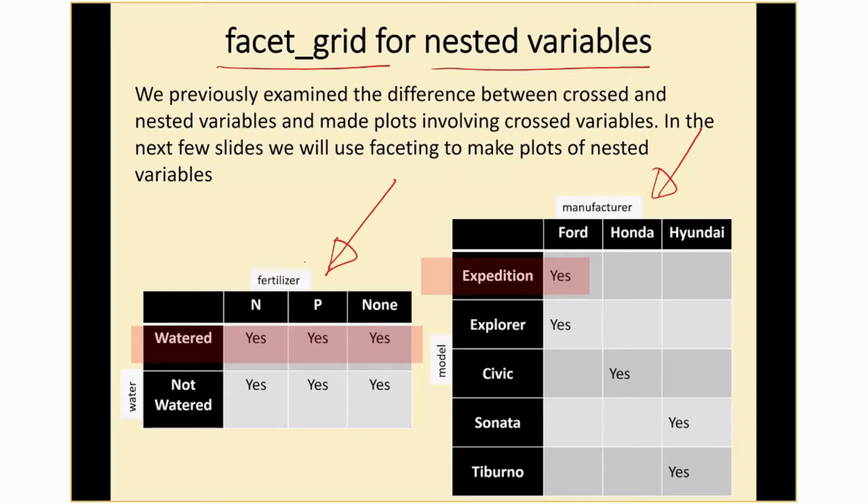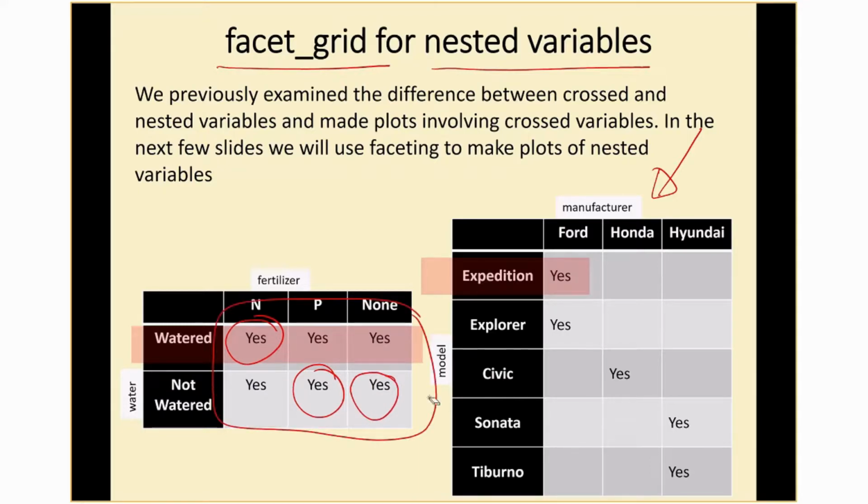And here's an example of crossed. We've got this experiment where plants are fertilized or not, they're watered or not, and the whole idea about a crossed design is that all possible combinations are present. So I've got some pots with nitrogen and water, and some with phosphorus and no water, and some with no fertilizer, no water, etc. So all possible combinations are present.